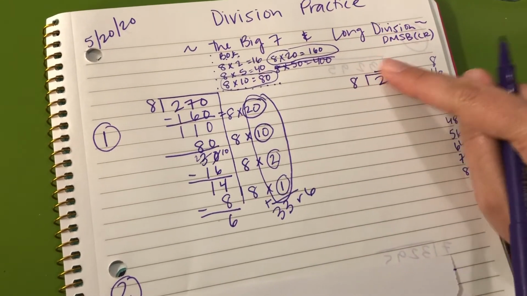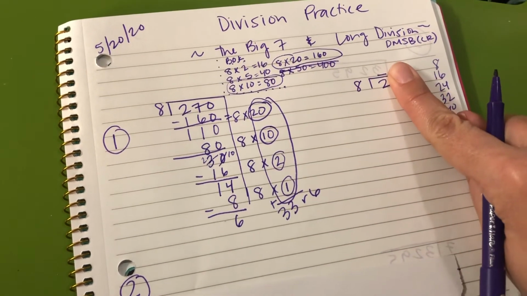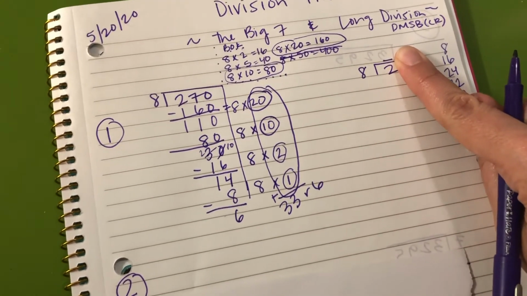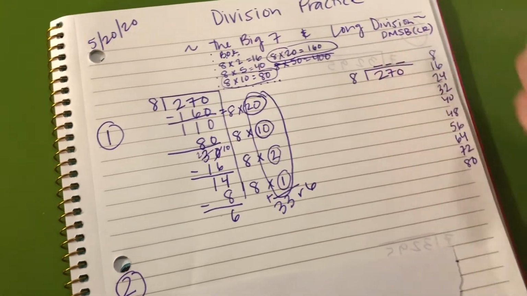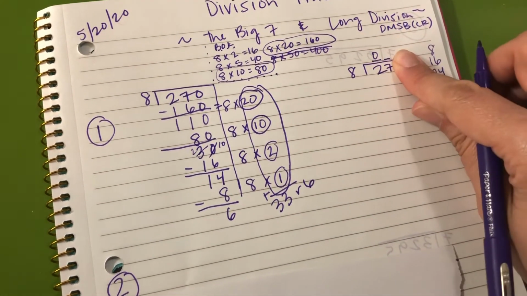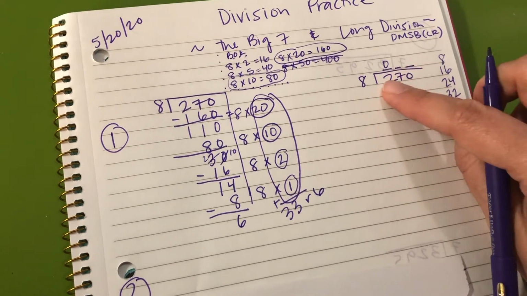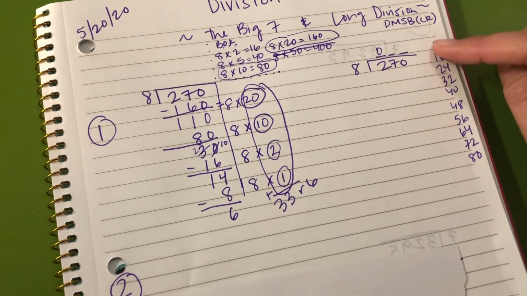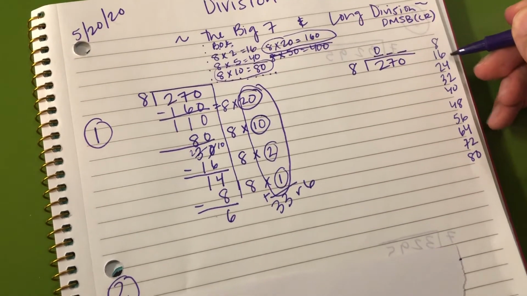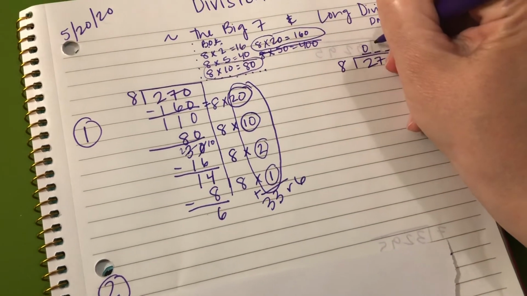So I'm going to start out here. I have 2 hundreds. Can I make a group of 8 hundreds? I cannot. There's only 2 of them. So I'm going to go ahead and put a 0 there. And then I'm going to move on and say 27. And really, this means 27 tens. And I can make groups of 8 with 27. So I can look over here. This can help me. How many groups can I make? Well, I can make 3. 4 would be too many. So I have to put my 3 up here.